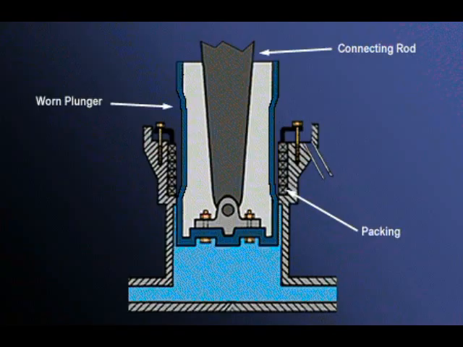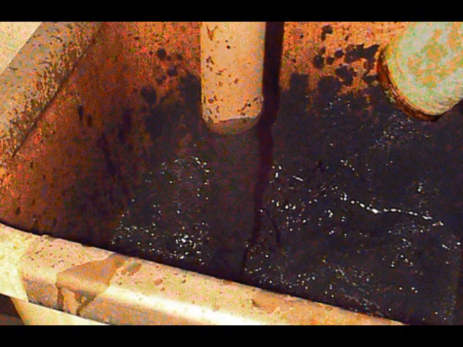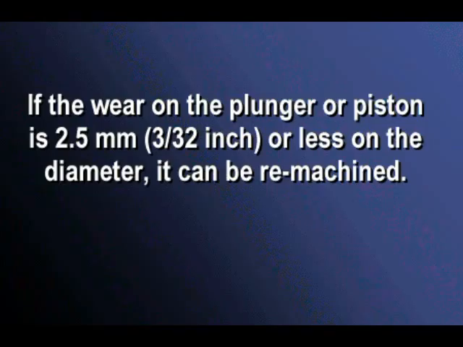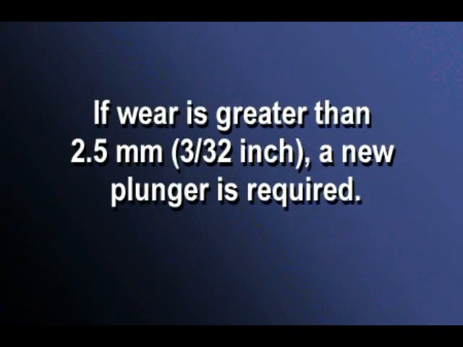The plunger itself can become worn to an hourglass shape like this. How long a plunger will last depends on the corrosive and abrasive nature of the fluid being pumped. If the wear on the plunger or piston is 2.5 millimeters, 3/32 inch, or less on the diameter, it can be remachined. This could involve either spray welding or machining the plunger to the proper size, or resleeving the cylinder. If the wear is greater than 2.5 millimeters, 3/32 inch, a new plunger or piston should be installed.